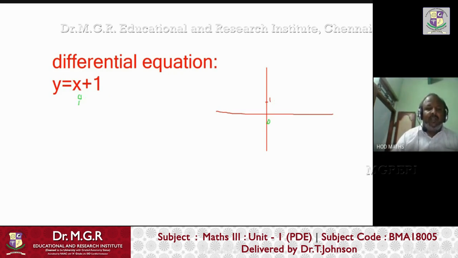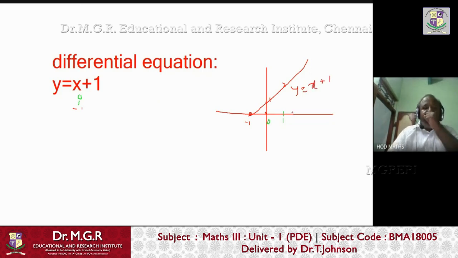When x equals 1, y is 1 plus 1, which is 2. Similarly, when x equals minus 1, y is 0. So the graph of the curve will be a straight line like this. This is y equals x plus 1, an ordinary equation.